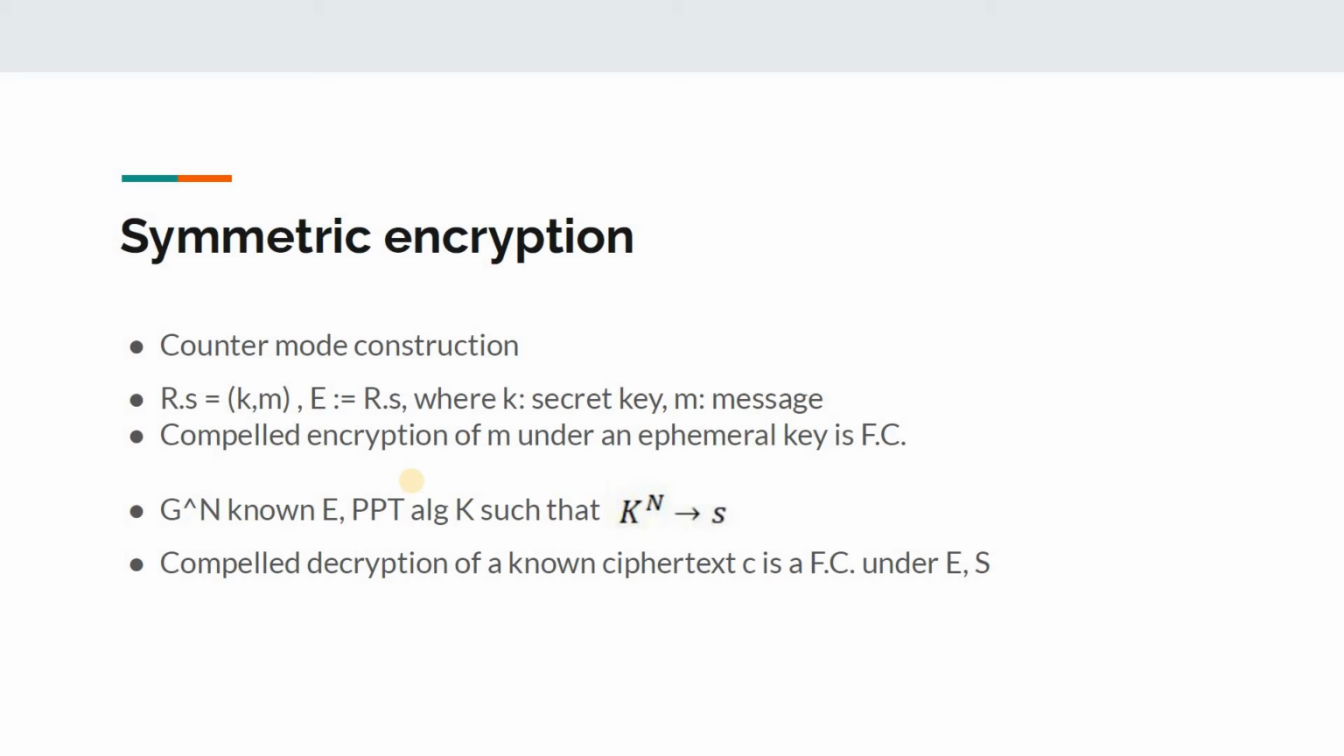Another case is here. If the government knows the evidence and the PPT algorithm such that the simulator is equal to this algorithm, then the compelled decryption of a known ciphertext C is a FC under the evidence and also the simulator. So under the cases that we mentioned beforehand in this page, we can have a short conclusion that under the symmetric encryption system, FC occurred under some conditions. So it shows that the symmetric encryption system is not usually a FC, and this shares a similar conclusion with the primitives or cryptography systems that we mentioned in this part. They are not usually a FC. They need to fit some conditions to be a FC.